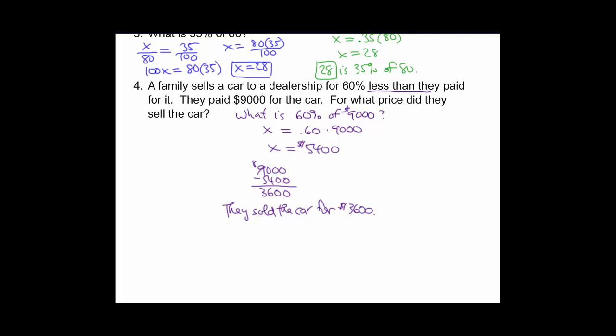Another way to do the problem might be to say, well, if they got 60% less for it than they paid for it, then they only got 40% of what they paid. So we could have found 40% of 9,000 and said, okay, that's what they got for it. And 40% of $9,000 is $3,600. So there's more than one way to get to that answer.